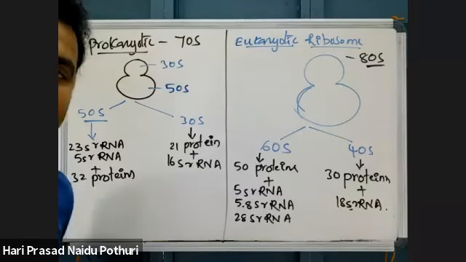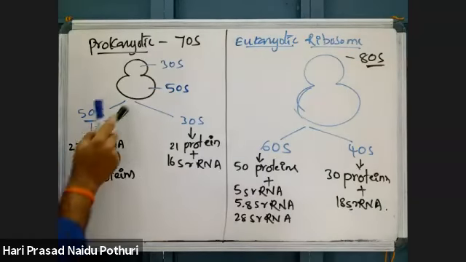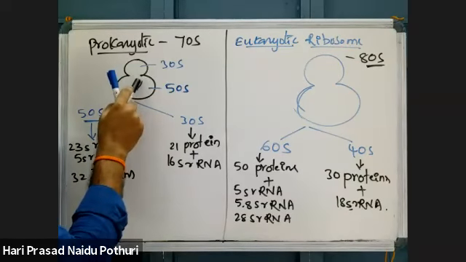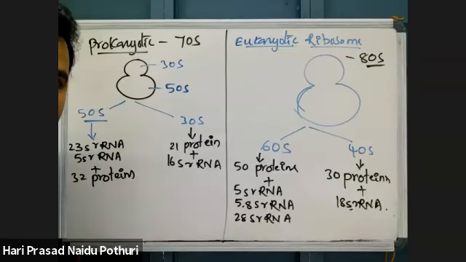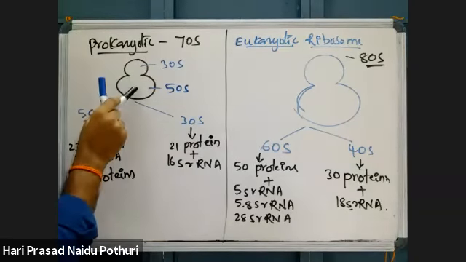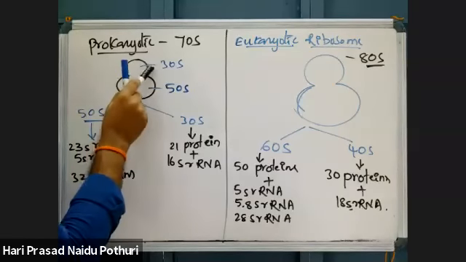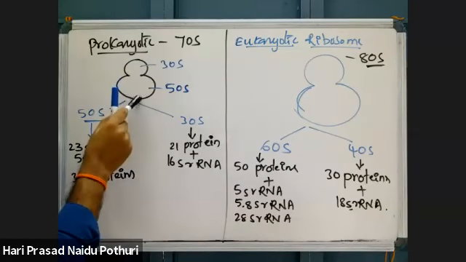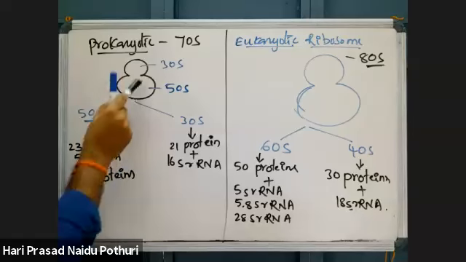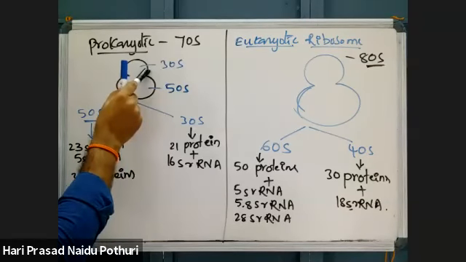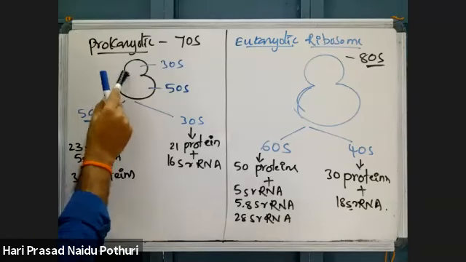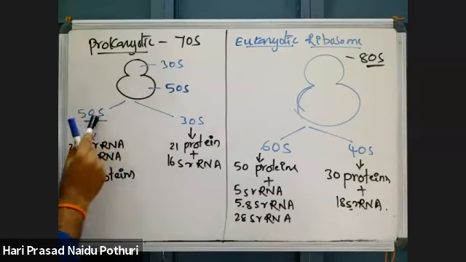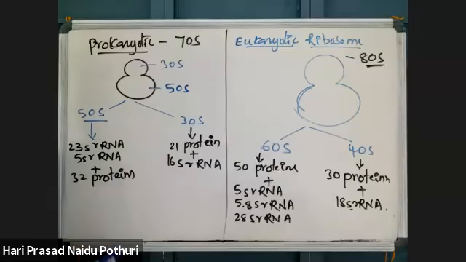Sedimentation unit. Yes. See here. The larger subunit is 50S, the smaller subunit is 30S. The larger subunit has a 50S sedimentation rate. The smaller subunit has a 30S sedimentation rate. They are different. When they are separated and centrifuged, these are the sedimentation rates of the larger and smaller subunits.